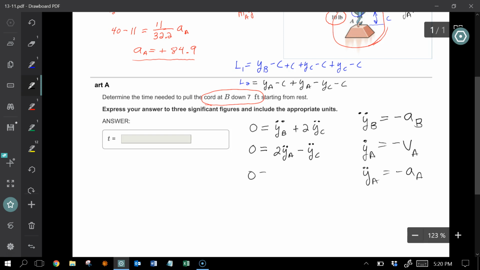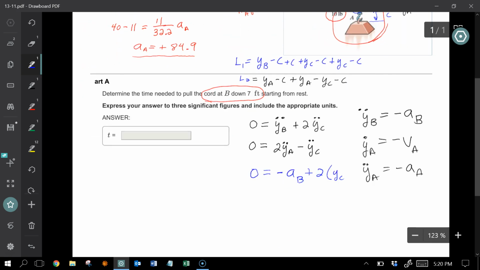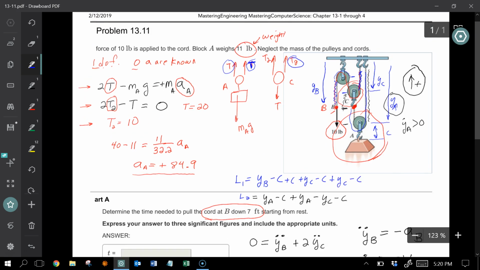So 0 equals, let me put it in a different color so it'll be less confusing, I think. 0 equals YB double dot, that's a negative AB, plus 2 YC double dot. 2 YC double dot is, I don't know, so I'm just going to put it in as YC double dot. Okay, second equation, 0 equals YA double dot is a negative A, so this would be minus 2 acceleration of A minus YC double dot.